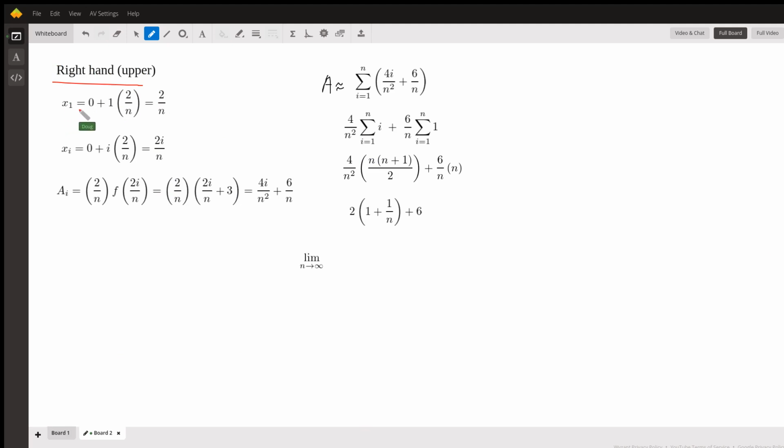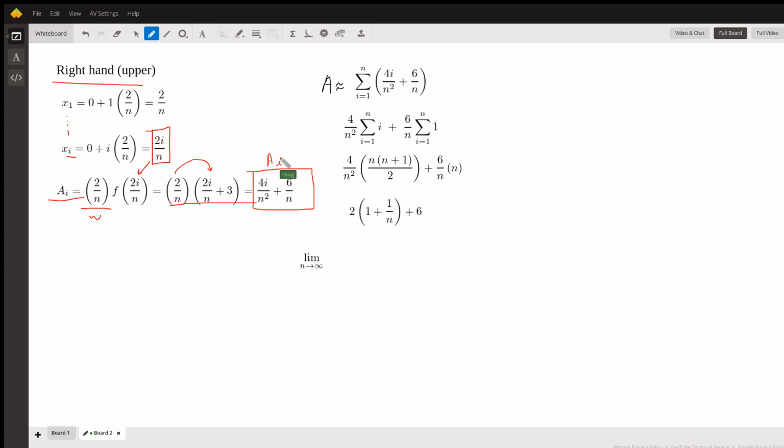because x sub 1 is just 0 plus 1 width. And we could do a couple of these to see the pattern, but the pattern is for the ith right-hand endpoint, it's i times 0 plus i times 2 over n, or 2i over n. So to find the area of the ith rectangle, it's the width times f of this x sub i. But how do you find f of that x sub i? You plug it into the x plus 3 formula, kind of distribute that, you get 4i over n squared plus 6 over n. And now that's a sub i.